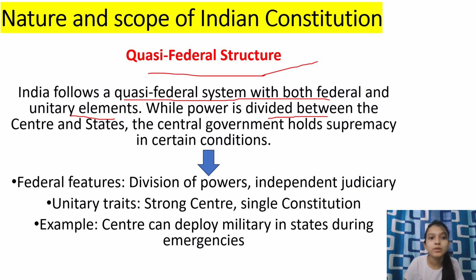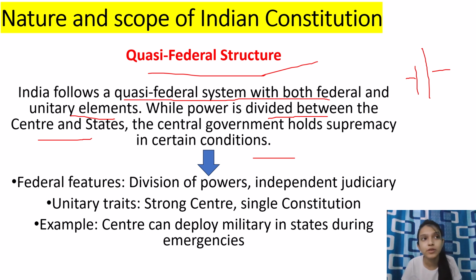While power is divided between the center and states, the central government holds supremacy in certain conditions. We have this division between center and state, which makes it federal in nature. But it becomes unitary when we have an emergency scenario or failure of states, then the center can prevail and rule over that particular state. So this makes it a unitary feature. Because we have both features, it can be called a quasi-federal structure.